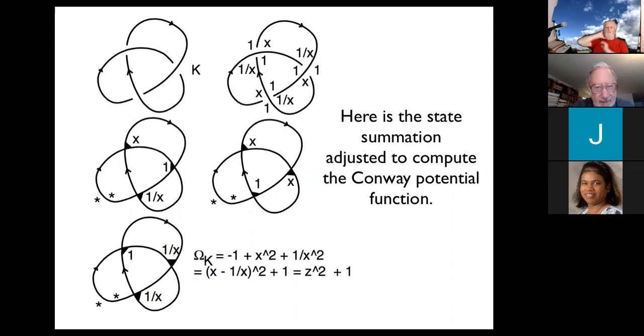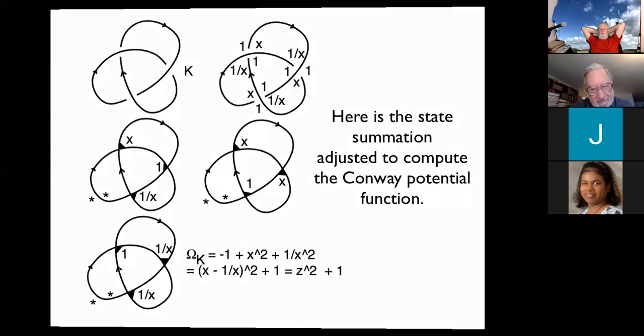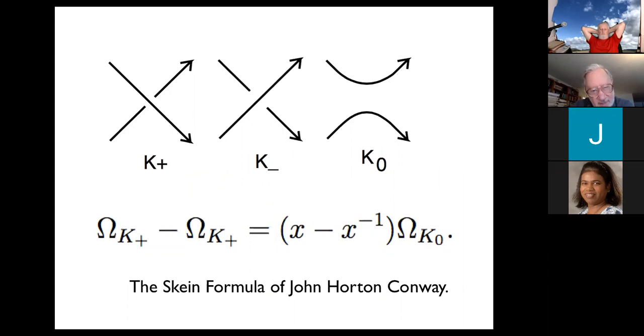The states as we have seen them before. You add them up, multiply, and collect your terms, and you will see that you get exactly Z squared plus 1. And everything is fitting nicely. So that's how one can get to Conway's skein identity and a model for it by way of the beginning of Alexander's polynomial.